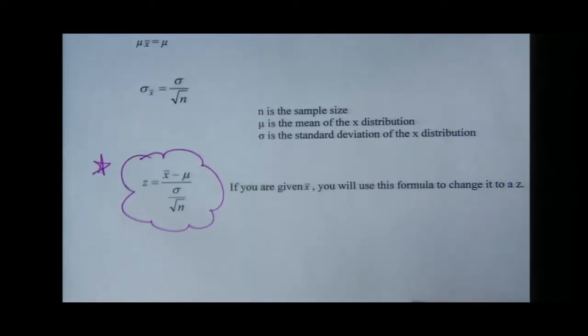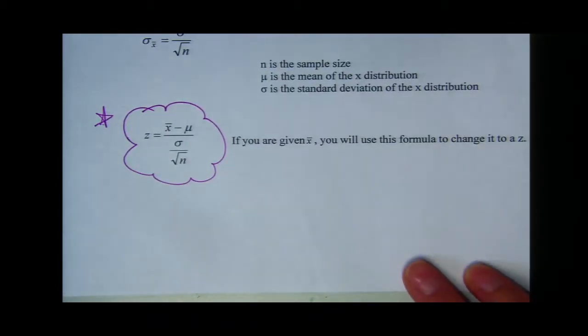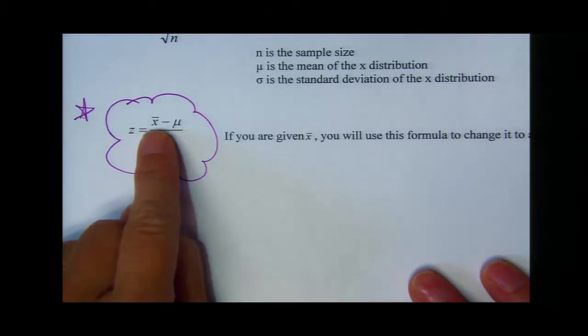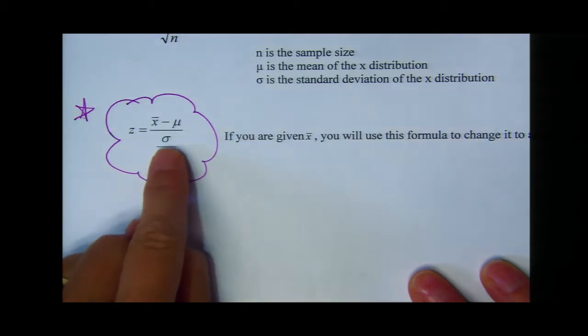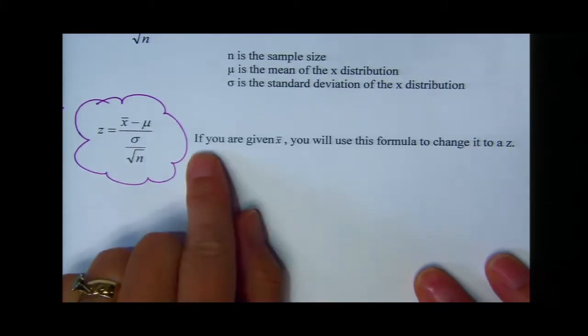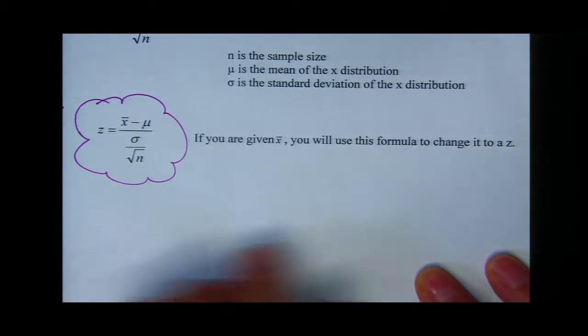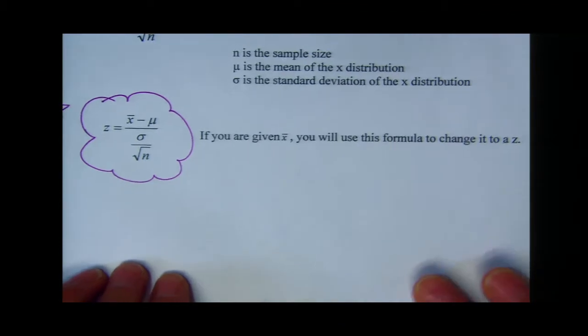Now, the part that is of most significance to us is this right here, and that is how to standardize your value. To standardize your value, we take X bar minus mu divided by sigma divided by the square root of n. So if you're given X bar, you will use this formula to change it to a Z, which means you are standardizing the value.